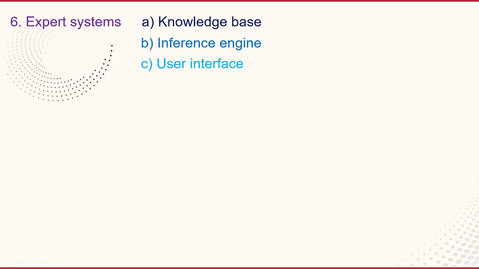Next is user interface. The user interface is the part of the expert system that allows the user to interact with the system. This can be a text-based interface, graphical user interface, or voice interface depending on the design of the system. Explanation system. The explanation system provides the user with an explanation of how the expert system arrived at its decision or advice. This can help the user to better understand the reasoning behind the system's recommendation.